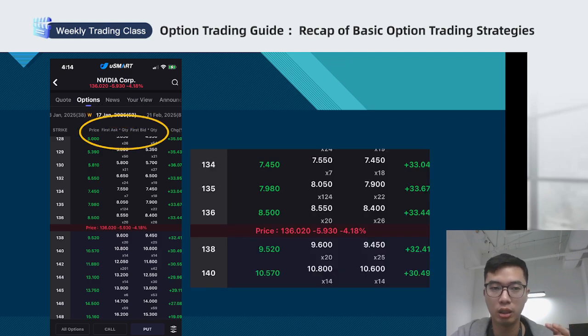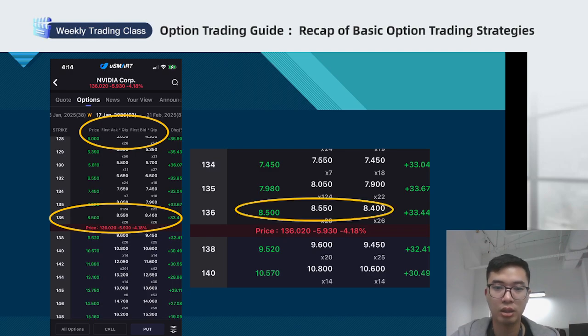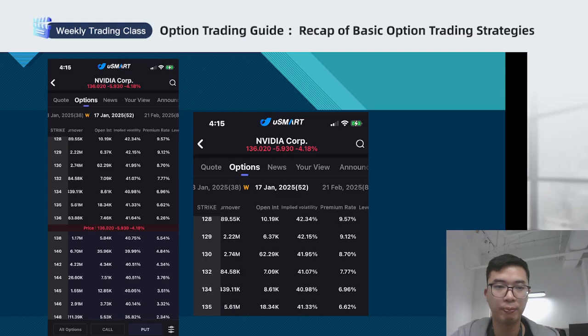Then there's the first ask or first bid, the price you want to take, the strike price, and other information like open interest, implied volatility, and a lot more. But I just focus on these few. I will focus on the implied volatility here.